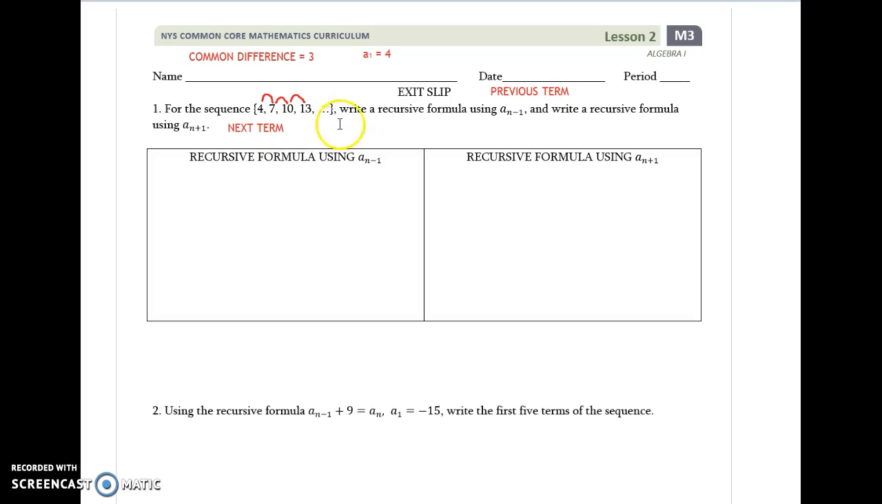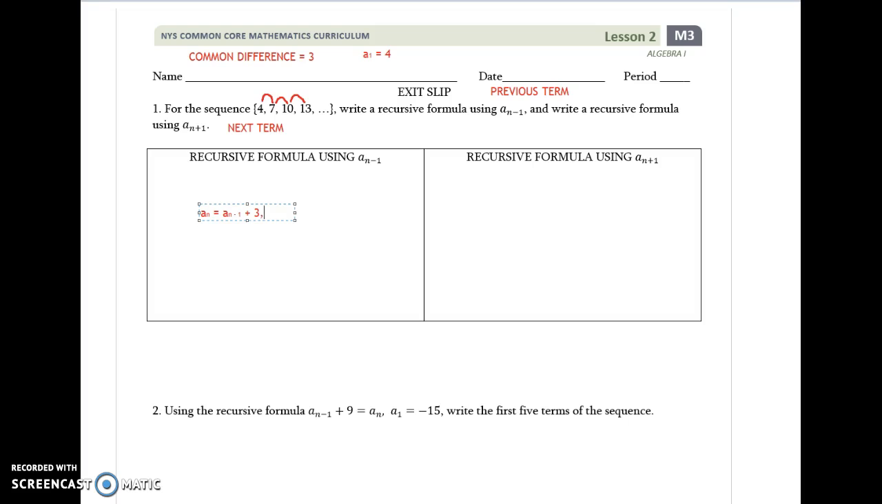We can start using the recursive formula. We can tell that for any term in this sequence, we can take the previous term, add 3 to it, and get that term. So in order to write that out, we start with a sub n, and a sub n is any term, right? The next thing we should do is say if we want to get that term, we're going to take the term before it, which is a sub n minus 1. That term before it, we have to add 3 to it. So we take the term before it, we add 3, we get the current term.